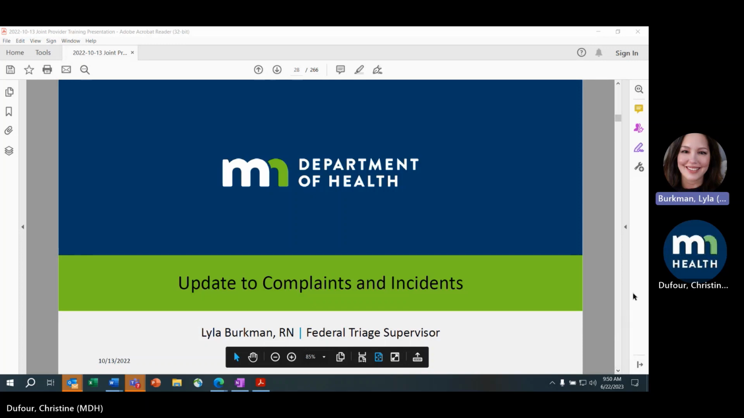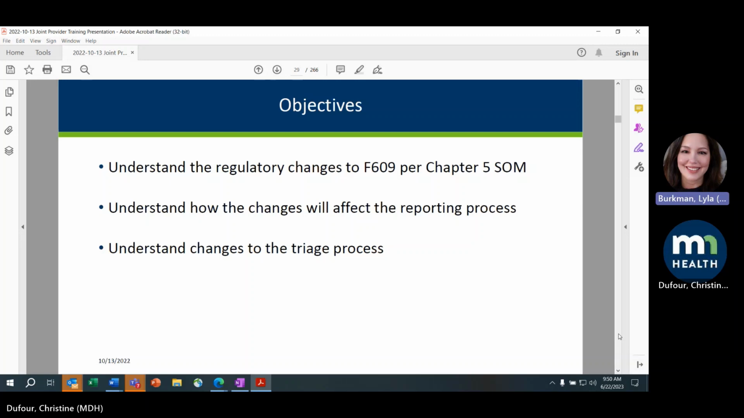The purpose of this training is to review the most recent revisions made to the Chapter 5 State Operations Manual. The objectives of this training are to gain a better understanding of the F609 reporting requirements, how those changes will affect the reporting process, as well as the changes made to the federal triage process.